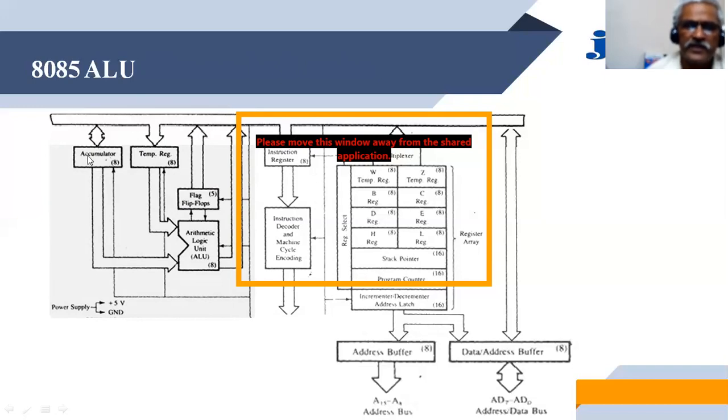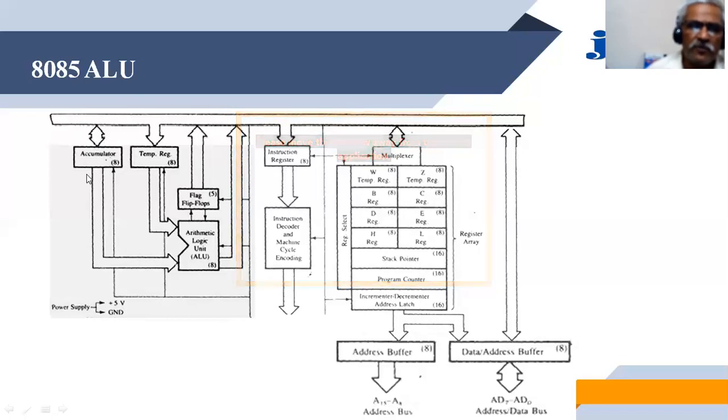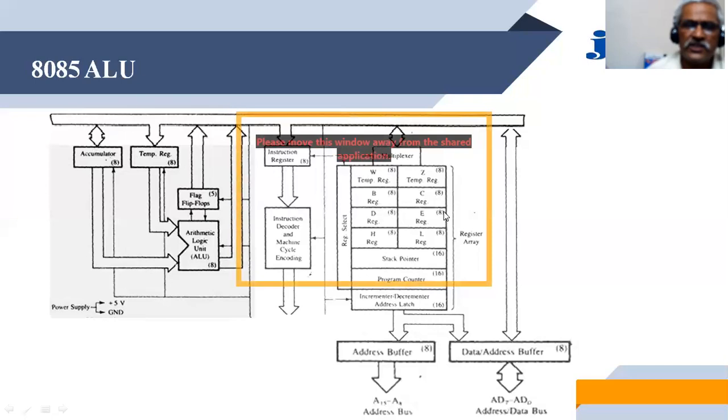So once the ALU has been prepared or set for a particular function, the input data to the accumulator, one of the operands, is assumed to be in the accumulator. So 8085 assumes that always, for two operands, one of the operands is always available in the accumulator. The second operand is transferred from the registers into the temporary register.